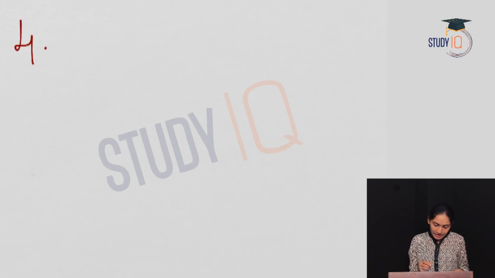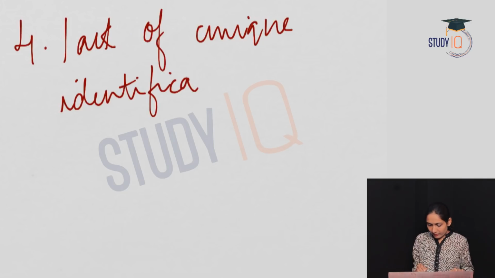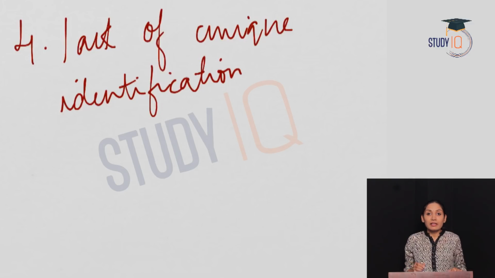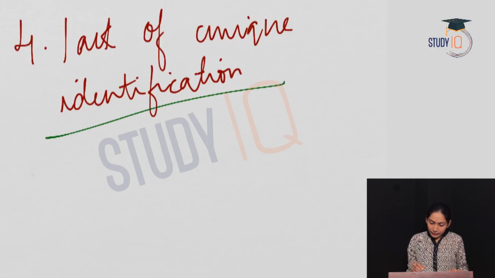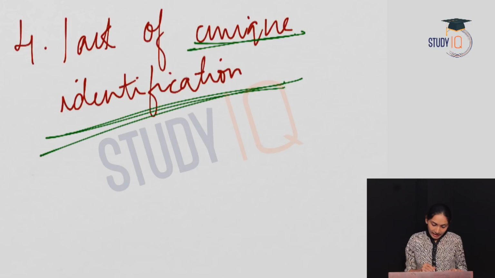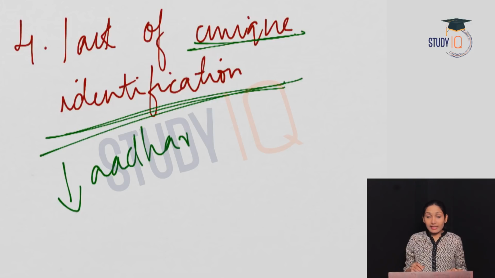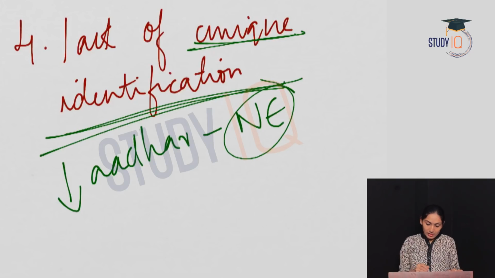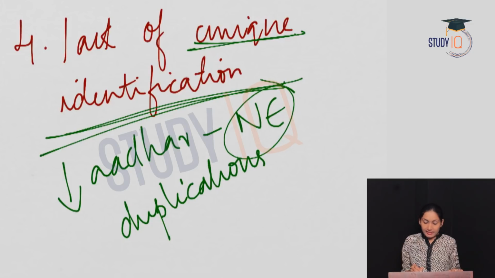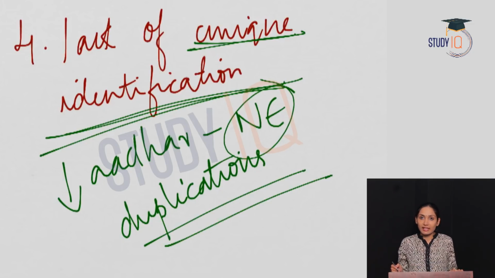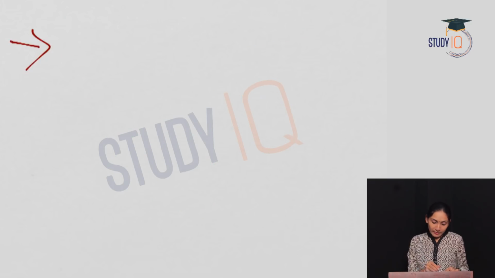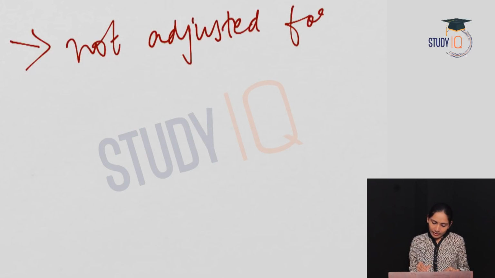Another important cause of concern is the lack of unique identification. We have seen this when we learned about the challenges in direct subsidies. Lack of unique identification in India means that the Aadhaar penetration rate is less in many states in India, especially in the northeastern states. Also, there are challenges of duplication of Aadhaar. So these can act as a hurdle for implementation of universal basic income in India. Also, universal basic income is not adjusted for inflation.